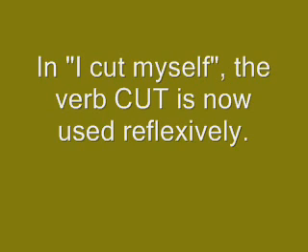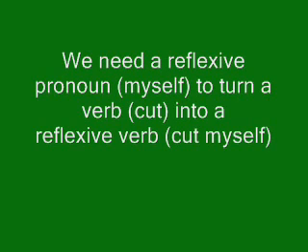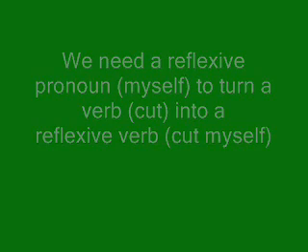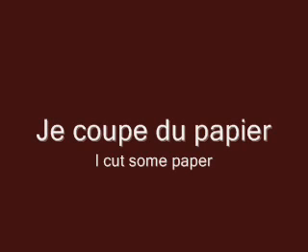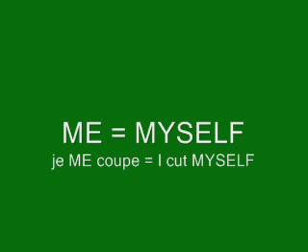In order to turn cut into a reflexive verb, we use myself, and myself is a reflexive pronoun, so we need a reflexive pronoun to turn a verb into a reflexive verb. It may sound a little redundant, but this is what actually happens, right? In French, the same thing happens. Je coupe du papier. In this sentence, coupe wasn't used reflexively, but when you say je me coupe, me is the reflexive pronoun, and me replaces myself, and me makes coupe into a reflexive verb.